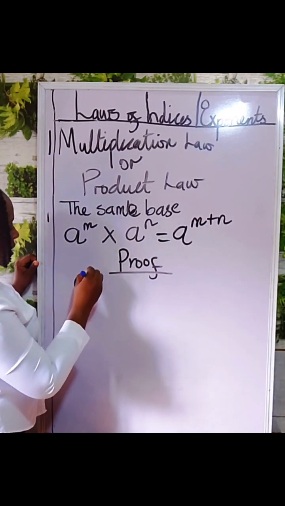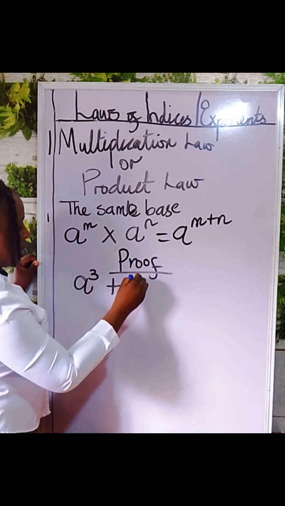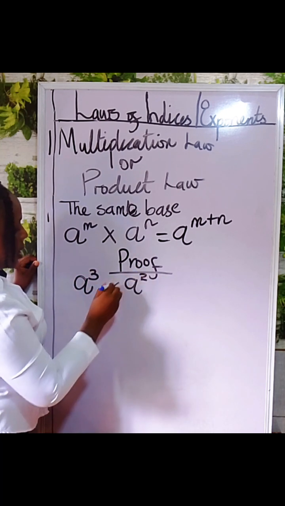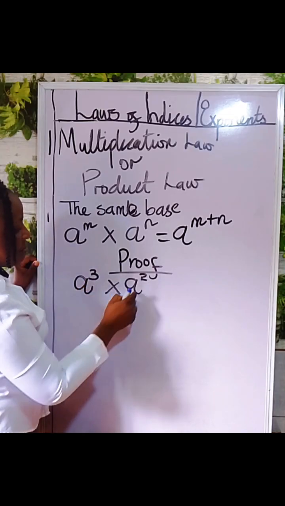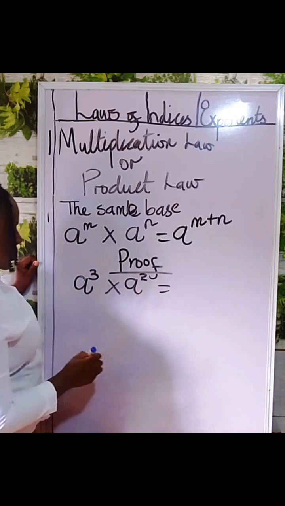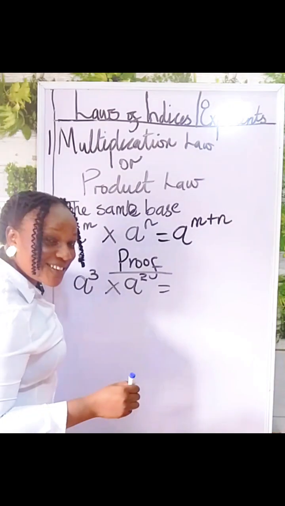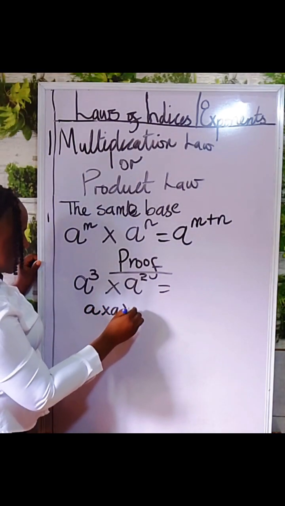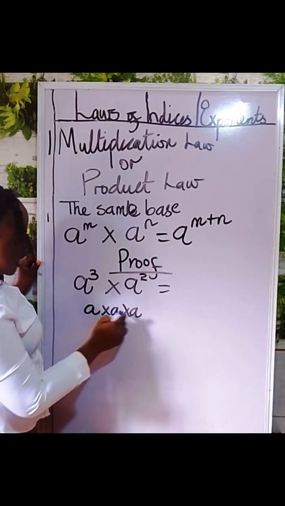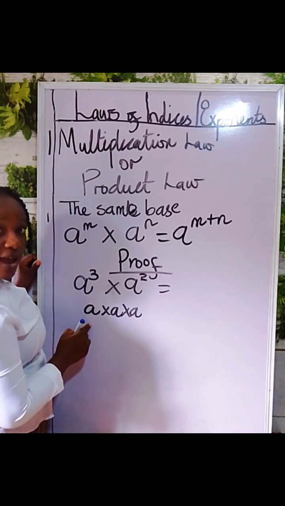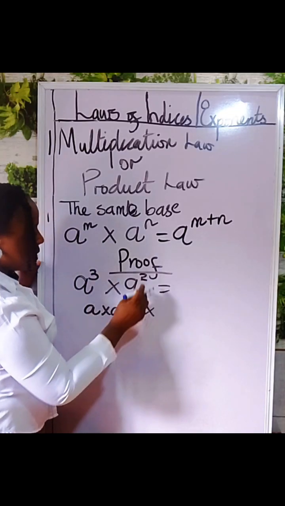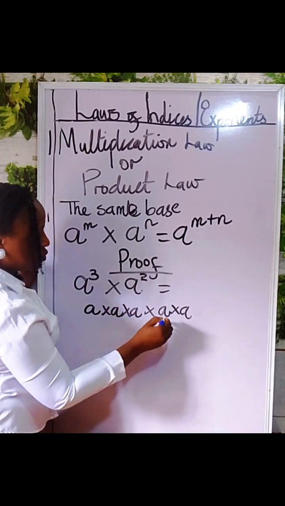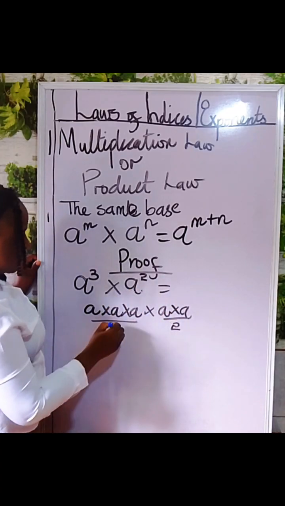If we are given A raised to power 3 times A raised to power 2, it will give us what? Well, let's do it. We can say A times A times A. Are you seeing it? How many A's? 3. Then we times this, that is A times A. How many A's? 2. This one is 2 and this one is 3.